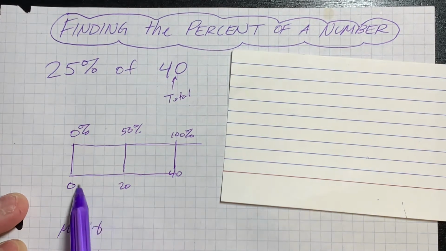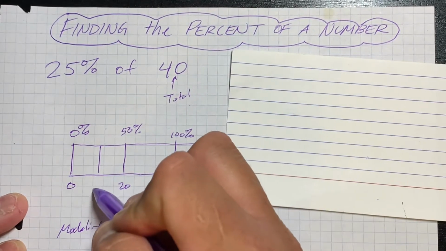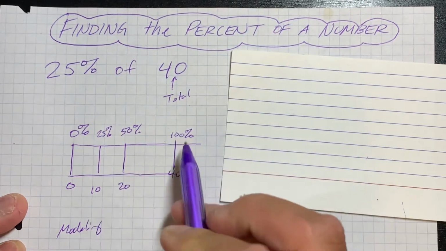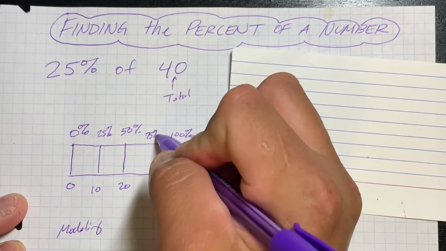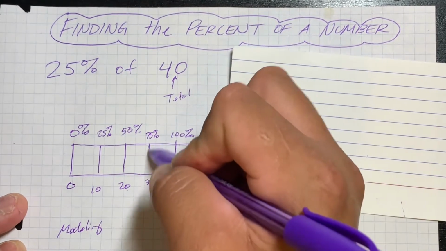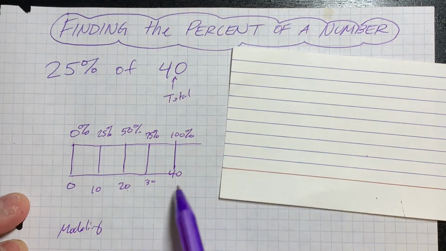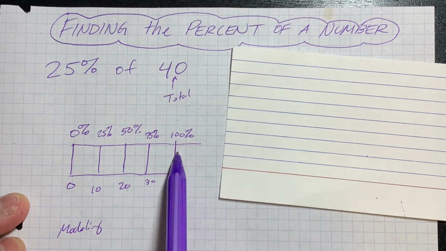So again, what is half of 20? Well, half of 20 is going to be 10. Half of 50 is 25. And in between 50 and 100 will be 75. And in between 20 and 40 is 30. So we have this double number line. And again, 40 is a total, so 100% is 40.